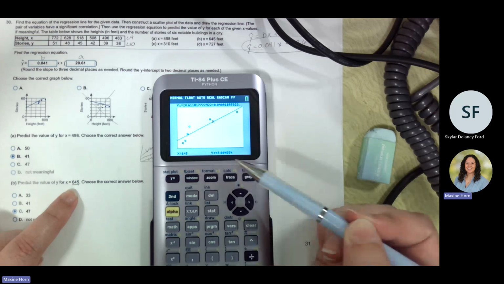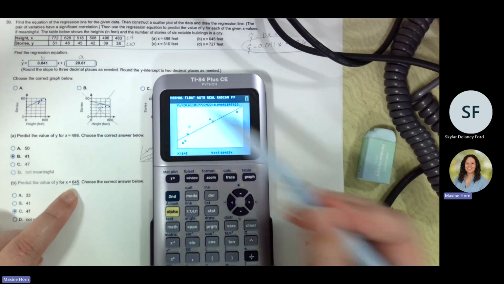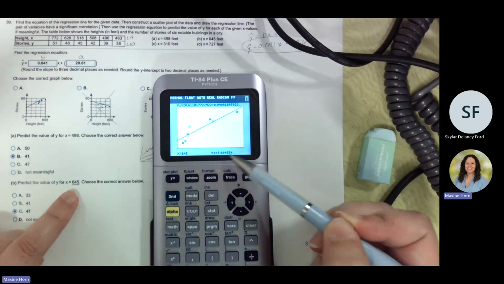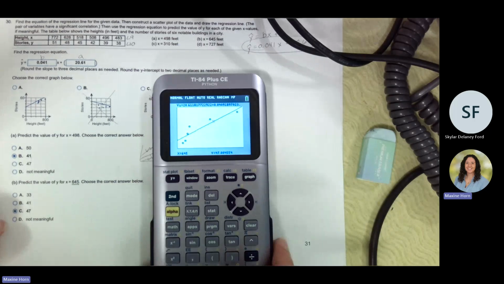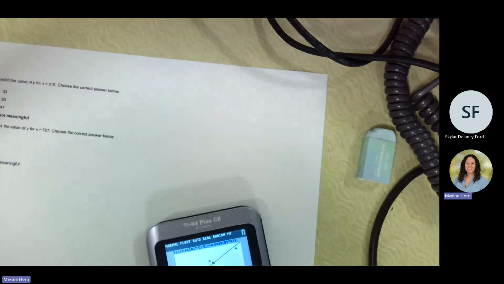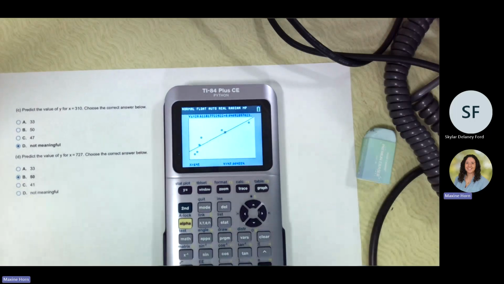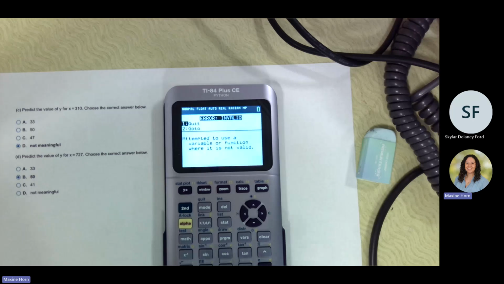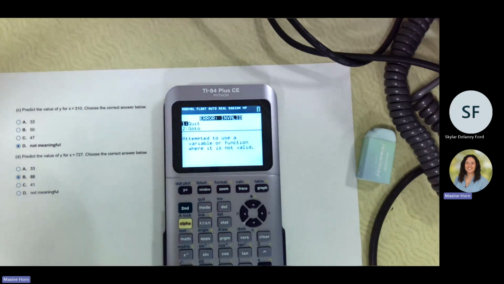This x value gives you a corresponding y value on this line of best fit. So that's 47.004, which rounds to 47. But what happens when it wants us to do an x value of 310? I start typing 310 and hit enter, and it says, "Attempted to use a variable or function where it is not valid."